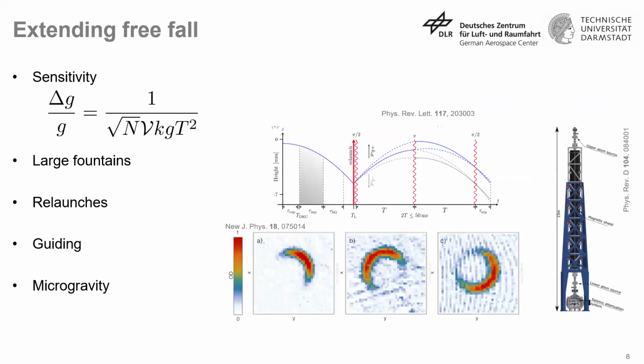And then, of course, the other thing is you can now go, for example, to large fountains, 10-meter fountains, where you increase the time. You can relaunch your atoms. So this is within 1 centimeter, but when they drop out of your chamber, you can just give them a kick so that they are relaunched. We have seen rings and guiding potentials. You can use guiding to just increase the time where you perform your interferometer. That also will enhance the sensitivity.